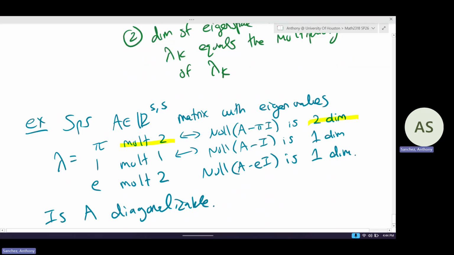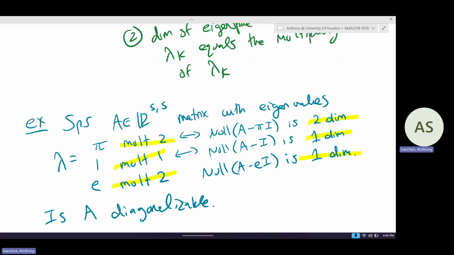What about here? What's the dimension of the eigenspace? It's 1. Well, what's the multiplicity? 1. Last but not least, the dimension of this guy right here is 1, but what's the multiplicity? 2. So I don't have enough linearly independent eigenvectors to get a basis here.